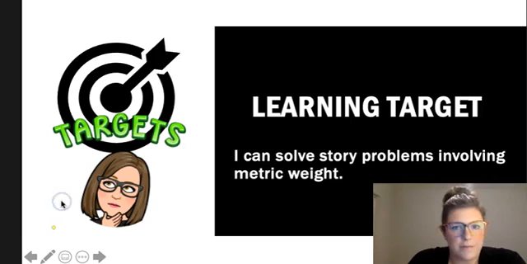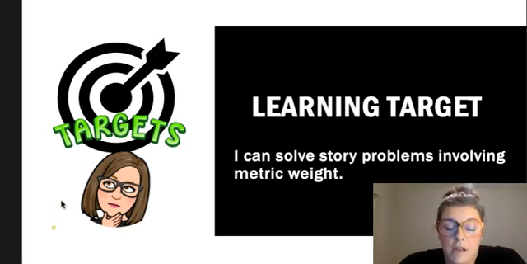Let's get started. So today's learning target is: I can solve story problems involving metric weight. So we're going to be looking at some of those metric weights that we've been talking about, grams, kilograms, and solving some problems using addition, subtraction, multiplication, and division.